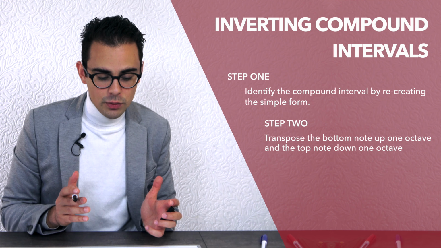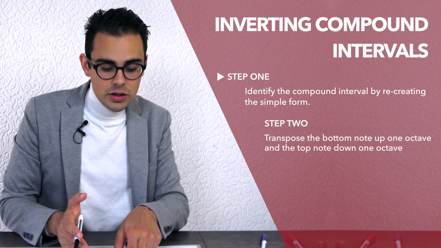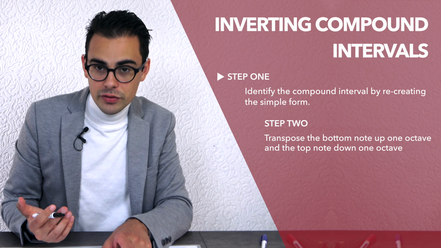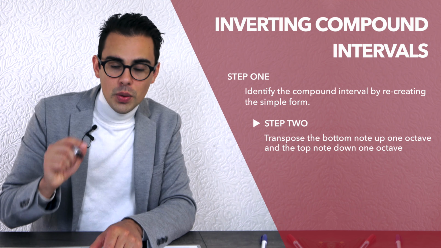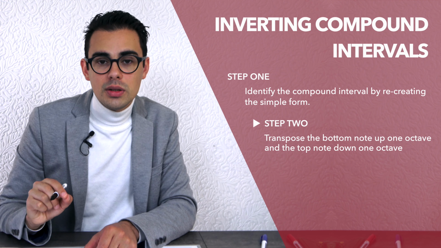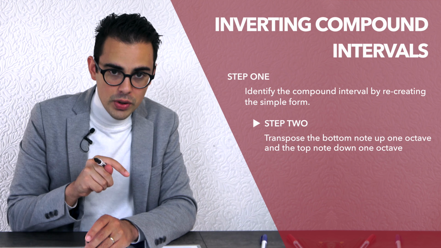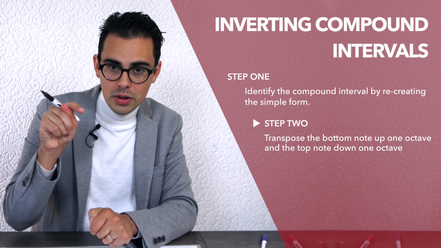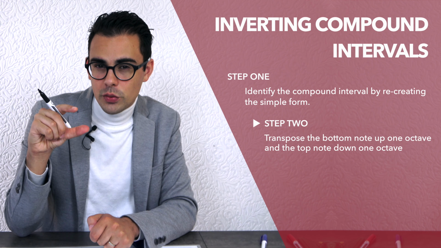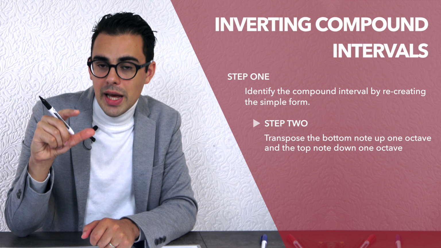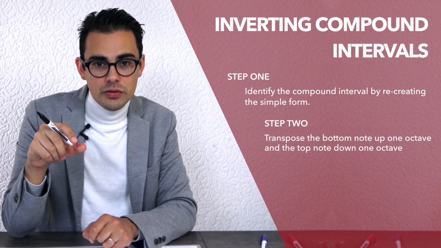First, we are going to figure out what interval I've actually drawn, and then after that, to invert it, we are going to transpose the top note down an octave, and we are going to transpose the bottom note up an octave, and we will be left with a simple interval. And then we are going to label that simple interval and see what it turned out to be.